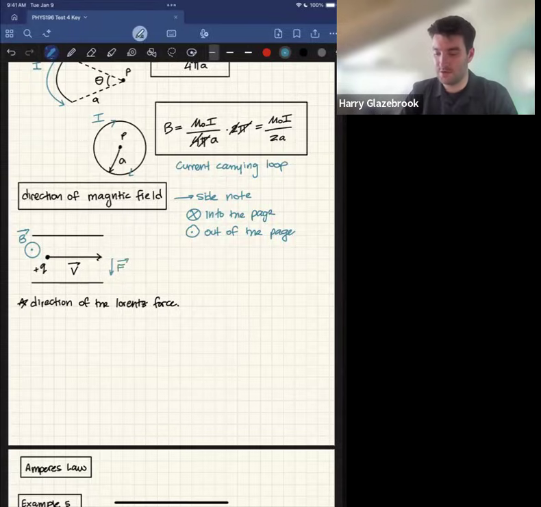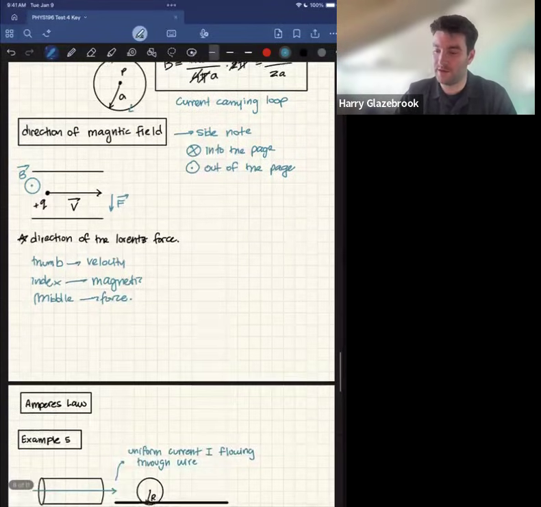So the right hand rule, I'll just say: thumb velocity, index finger magnetic field, and then middle finger is the force.